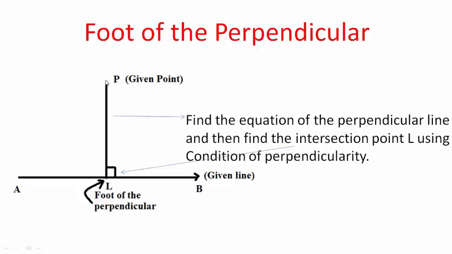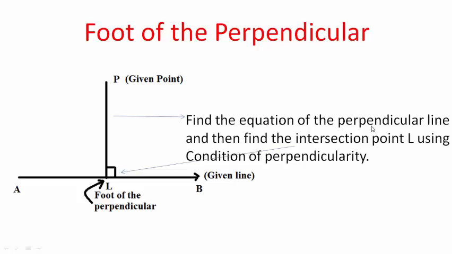If you drop a perpendicular from the point P to the line AB, it will intersect AB at point L. That will be the foot of the perpendicular, and you have to find the coordinates of the foot of the perpendicular. Now, this is the technique: find the equation of the perpendicular line, this line, and then find the intersection point L using the condition of perpendicularity.